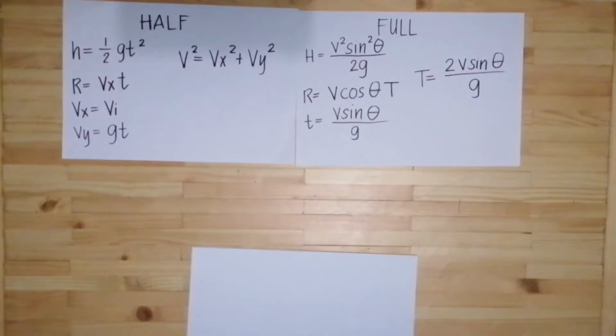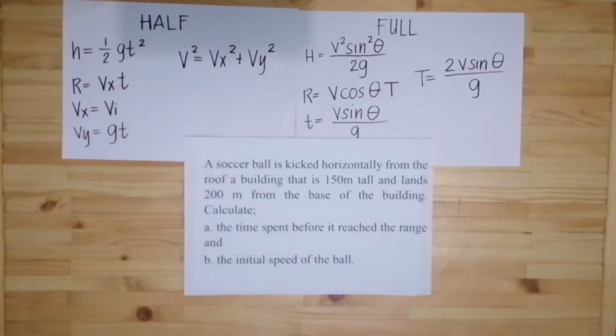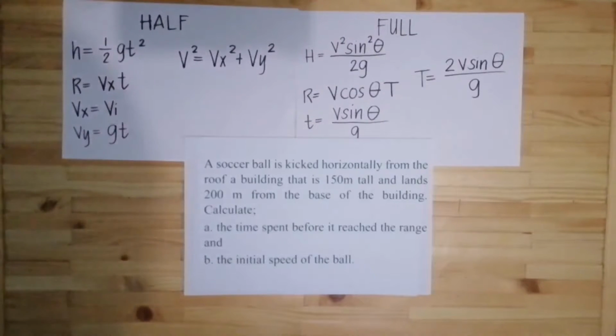So, let's start. Let's have the first example. Let me read this first and analyze the problem. A soccer ball is kicked horizontally from the roof of a building that is 150 meters tall and lands 200 meters from the base of the building. Calculate A, the time spent before it reached the range. And letter B is the initial speed of the ball.